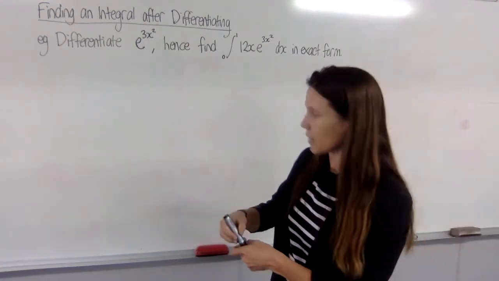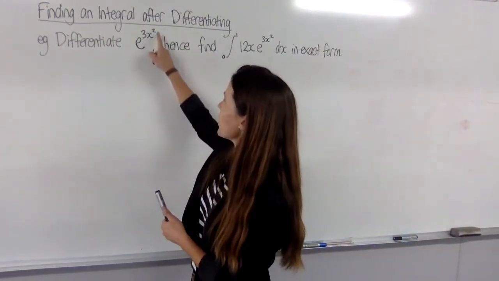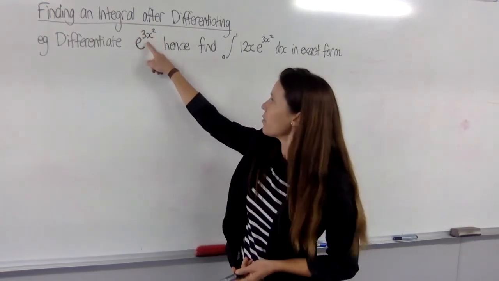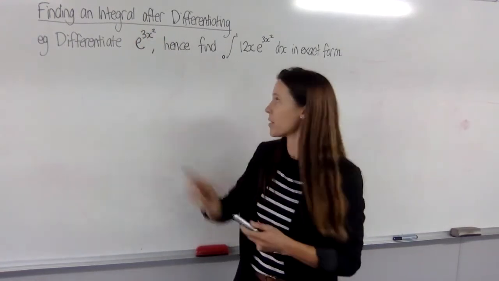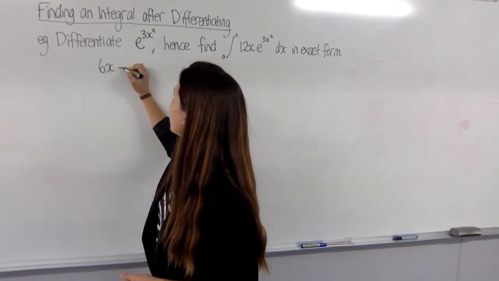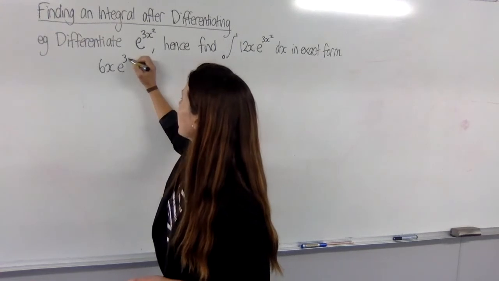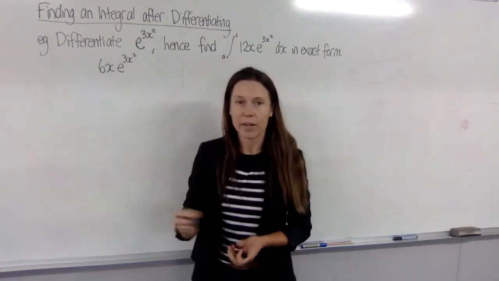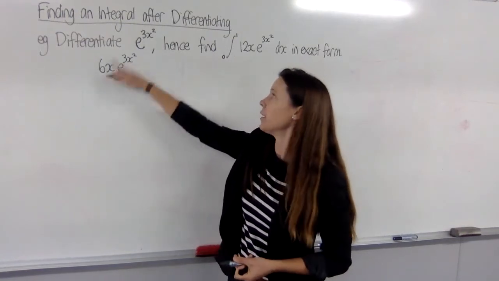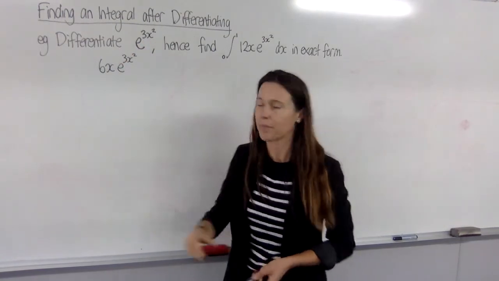So step one here, differentiating this, we need to differentiate what's up here in the index. And when I differentiate 3x squared, I get 6x, and I need to bring that down the front. So I'm going to get 6x e to the 3x squared. So I know that differentiating this gives me this. So if I integrate this one, I'll get this plus c.